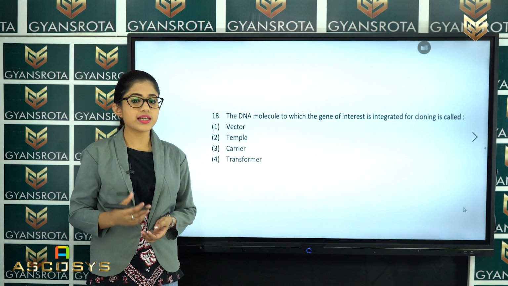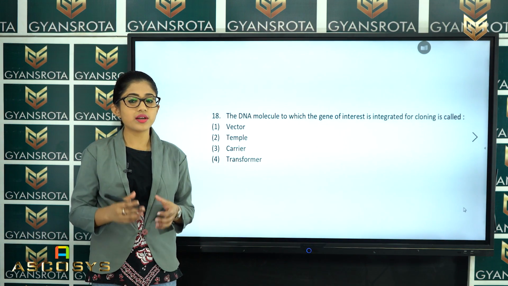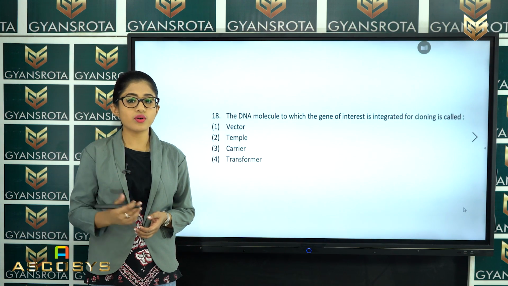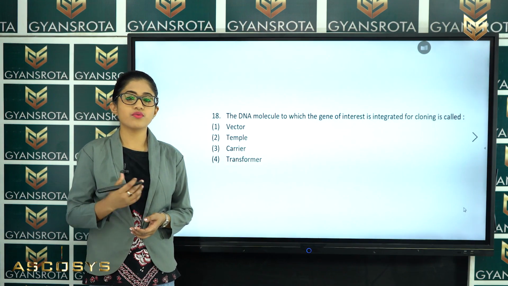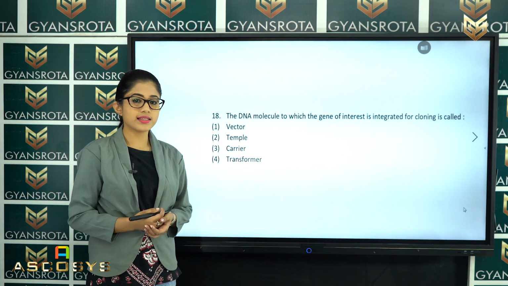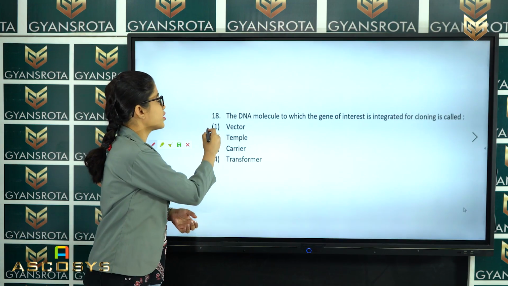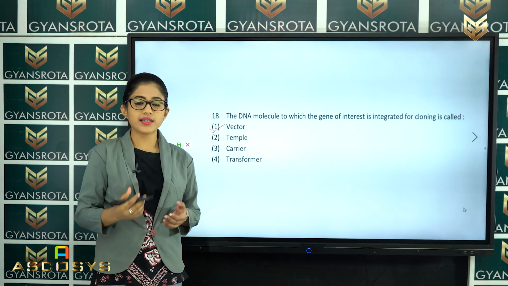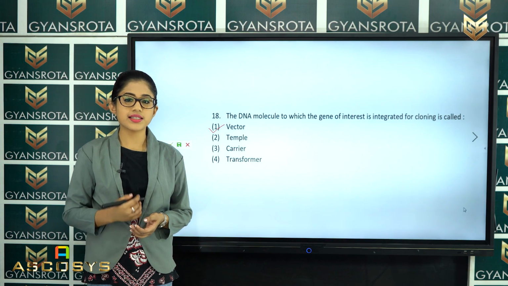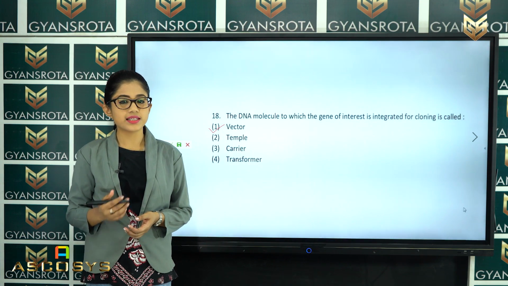So in this question, it has asked that the DNA molecules to which the gene of interest is integrated for cloning. Cloning means to form the exact copies. So what is the answer? That is option number 1, vector. So vectors are used for cloning the gene of interest. So that is the correct answer. Now let's see the next question.